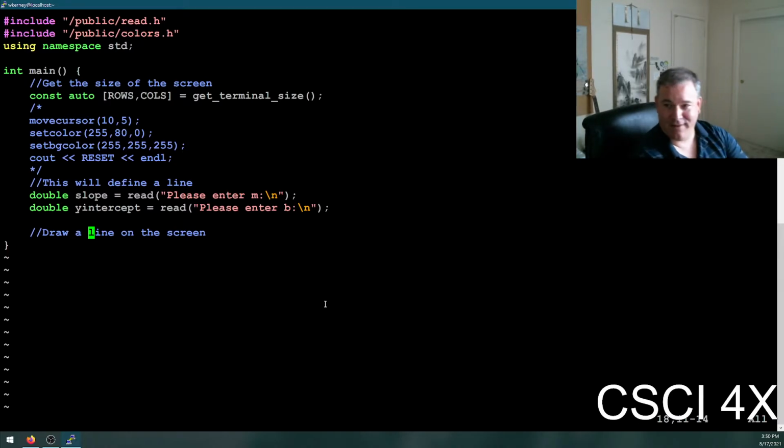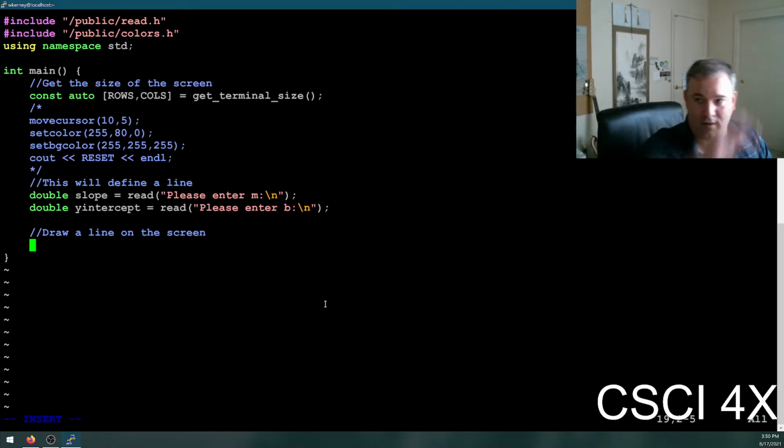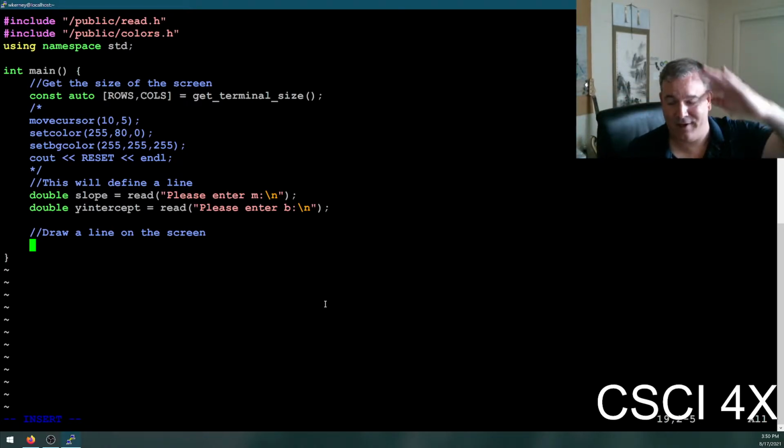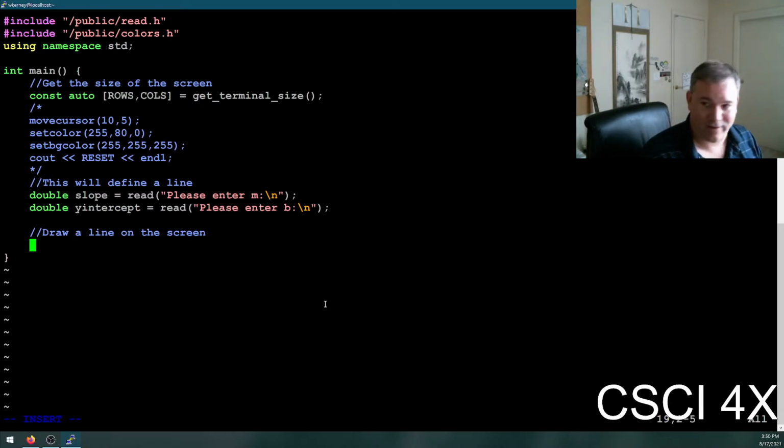It's so weird. Okay, so let's draw a line on the screen. Remember our coordinate system is 0, 0 in the top left. So if we have a positive slope, it's actually going to draw down the screen. That's fine. We can fix it in post-production. So we're going to start at every column. For int i equals 0, i is less than the number of columns on the screen, i plus plus.